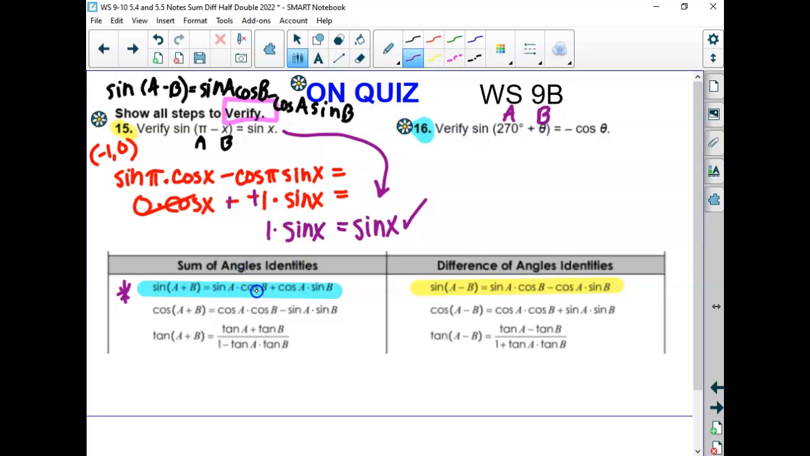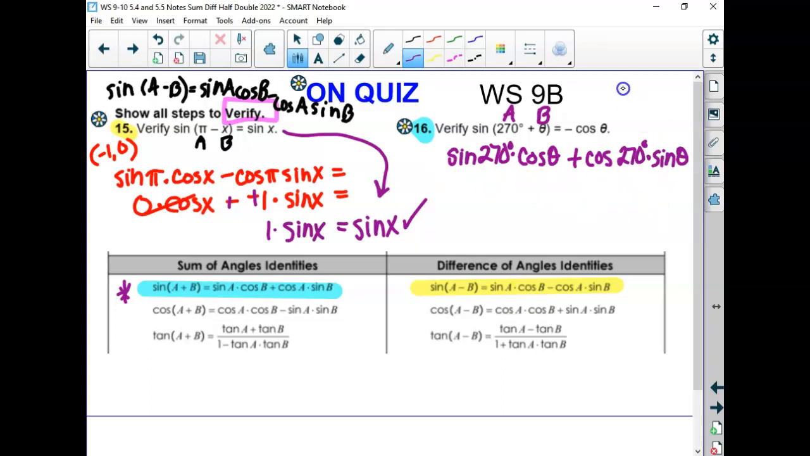So sine of a cosine of b would be what? Sine of 270 times cosine of theta, plus, then it says cosine a sine b. So that would be cosine of 270 degrees times sine of b, which would be sine of theta. Okay, that was the expanding.